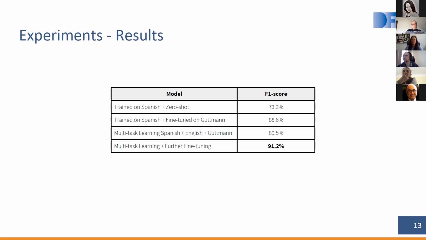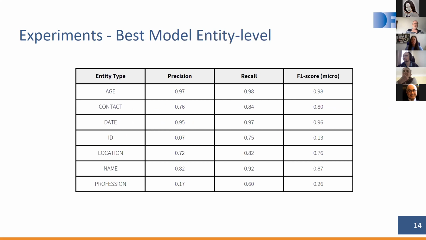If we also put together and consider in a pre-training phase the English data, we even got to 89.5. And if we additionally use the Goodman data for fine-tuning, we obtain 91.2. So next slide, please. Here you see a distribution of the quality across the types.